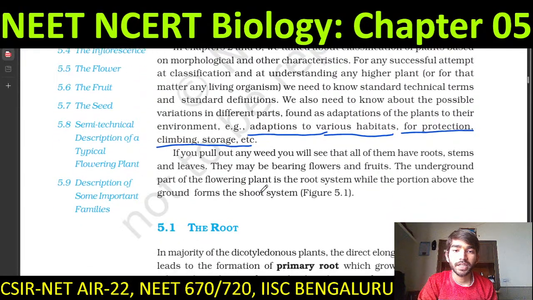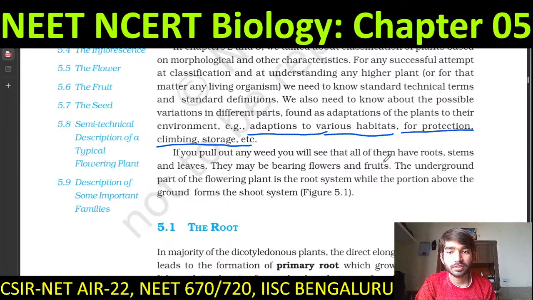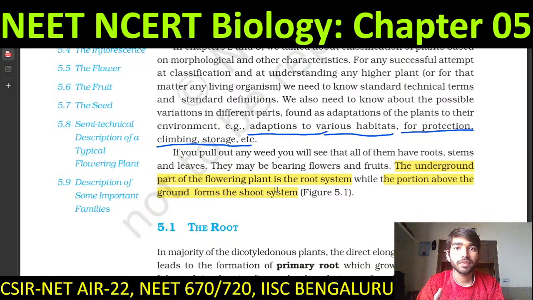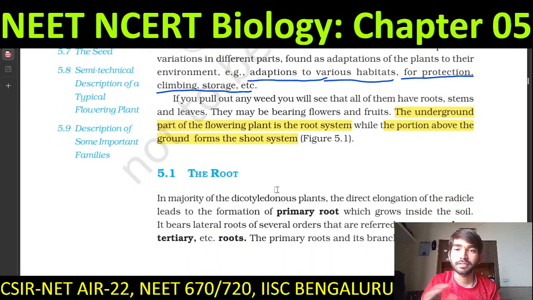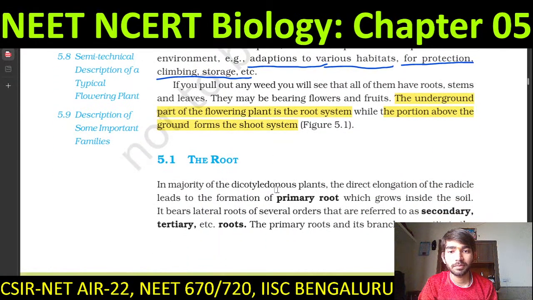So if you pull out any weed, you will see that all of them have root, stem, and leaf. They may be bearing flowers and fruits. The underground part of the flowering plant is the root system. So in very layman terms, we can understand that the underground part of the flowering plant is the root system, while the portion above the ground is the shoot system. This is a very lay definition, although there can be modifications of the stem that go underground. For example, potato is a good example of that. So this is just a very general definition. You can just keep it in mind.